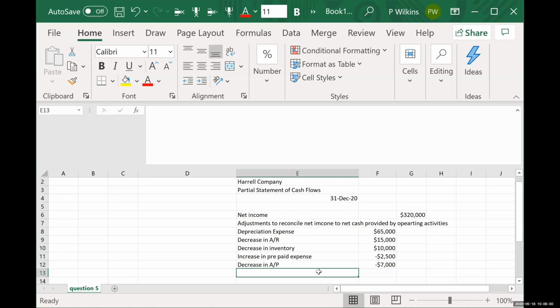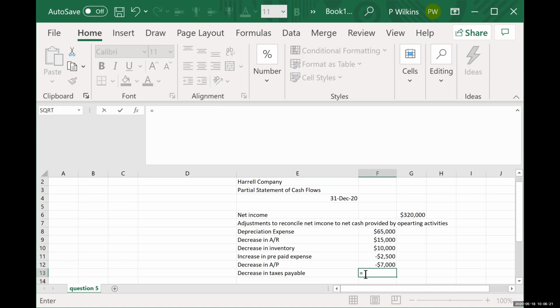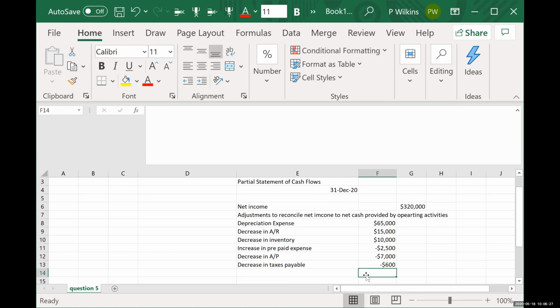We're then going to go to the next line down, income taxes payable, which went from $1,200 in the beginning of the year to $600 at the end of the year. So that is a $600 decrease. So we have a decrease in taxes payable, and the decrease is $600. So we're going to subtract $600. And that's all we have. That's all the items that we have.